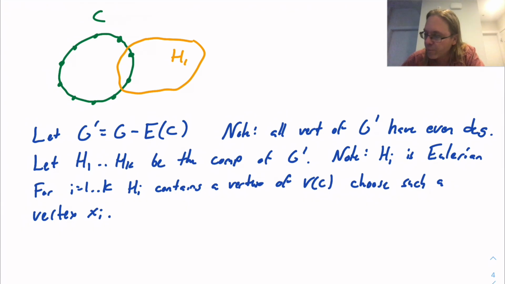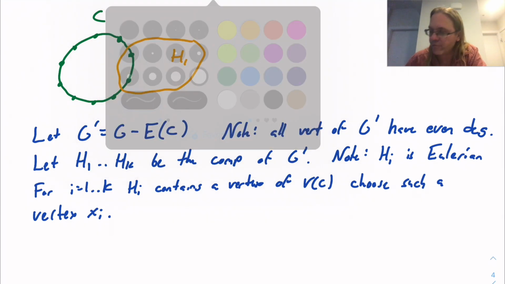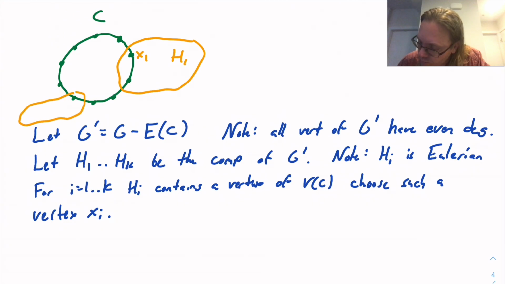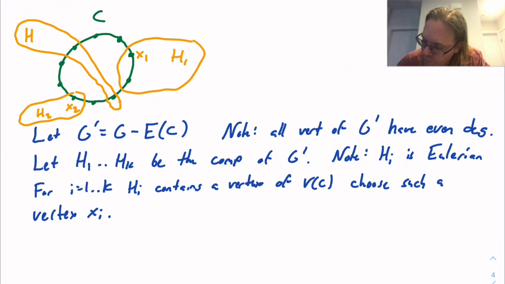Okay, so in other words, in my picture here, I've drawn the component H1. When I'm saying component, you have to know what graph I'm talking about. H1 is going to be a component of G prime. So H1 is a component of the graph that we get from G by deleting the edges of that cycle. And this might be the vertex x1. And over here might be the component H2, and that will contain the vertex x2. And maybe here's H3, and this contains the vertex x3.